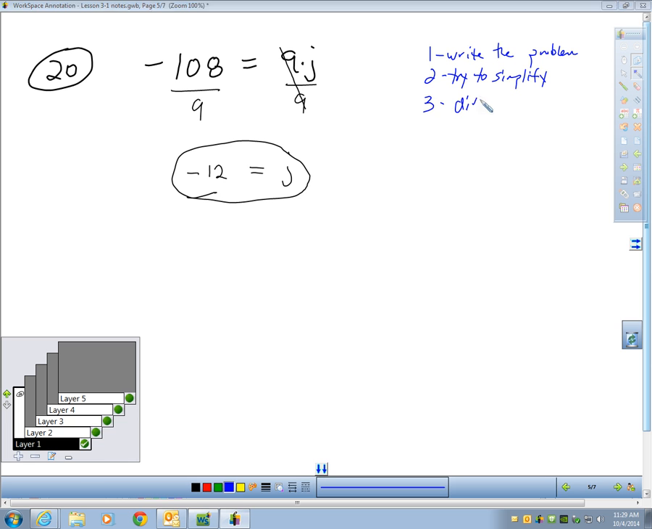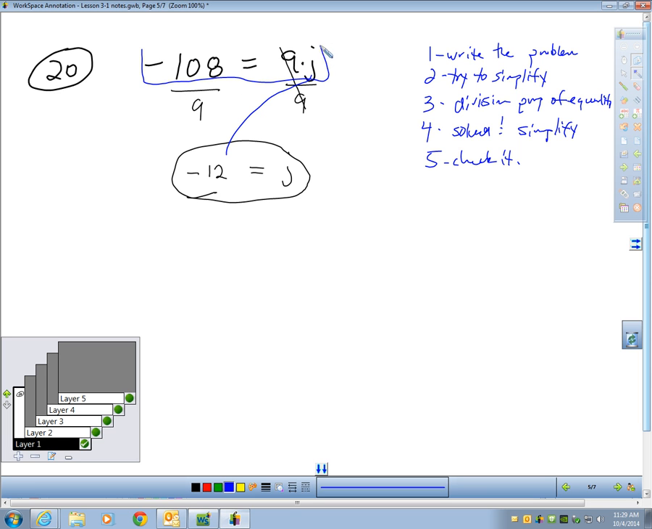Division property of equality. Step 4, I solved and simplified. And step 5, I check it, right? Let's check it real quick. If I take negative 12 and plug it in here, 9 times negative 12 does give me 108. So this equation is equivalent to that, okay?